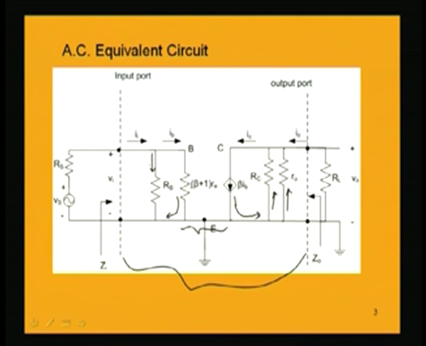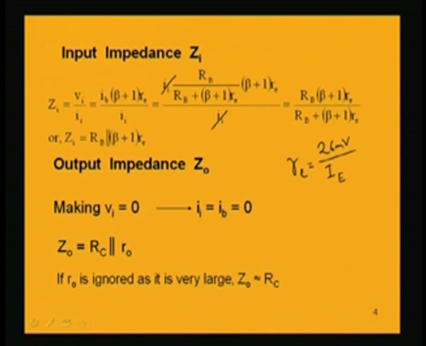So, intuitively also we can see that this is the equivalent parallel resistance between these two resistances which are in parallel. That is exactly what we are finding out here, the parallel impedance between these two resistances, that is RB parallel (beta plus 1) RE. So, this is the input impedance.